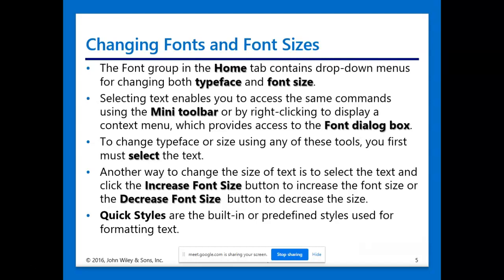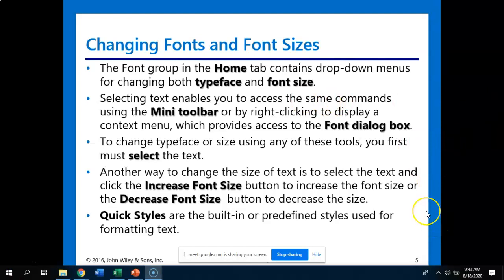Another way to change the size of text is to select the text and click the Increase Font Size button, which is a capital A on your ribbon, to increase the font size, or the Decrease Font Size button to decrease the size. Quick styles are the built-in or predefined styles used for formatting text. And like I said earlier, when I go over those exercises, you will see me using all of these things. You'll see me working with the mini toolbar, the Font dialog box, all of those things.